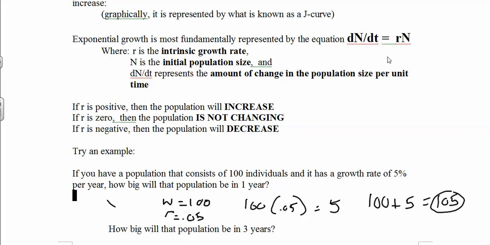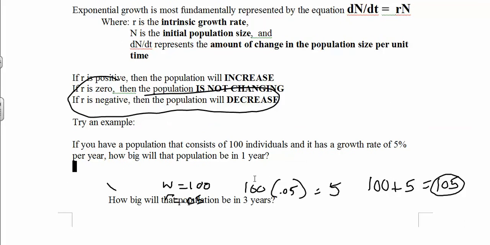So that's how you would use, if you know the growth rate, how you can calculate the change from one year to the next in a population. Now keep in mind, going back up to here, if r is positive, the population is going to grow in size. If r is 0, that means there's no change in the population, and so the population is going to remain the same year after year after year. While if r is negative, then the population will decrease over time.